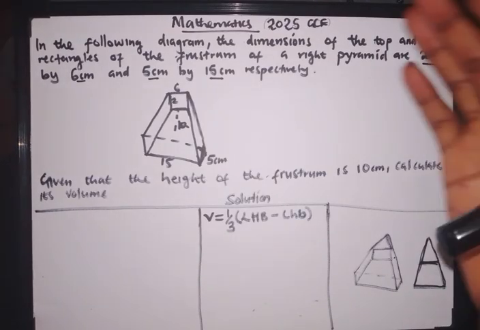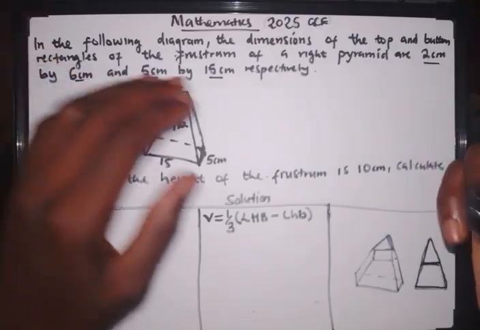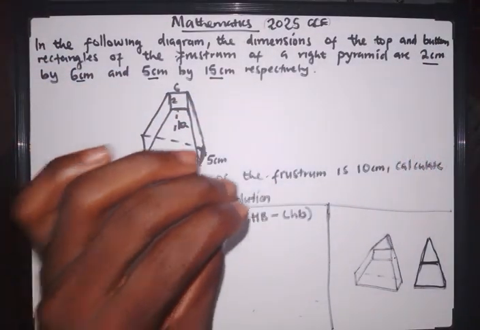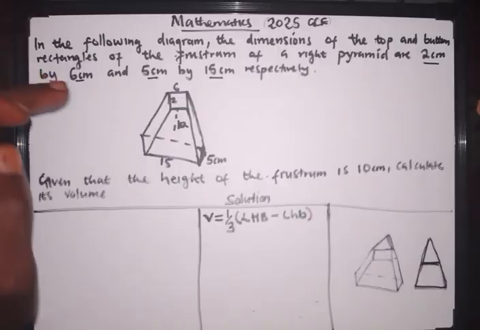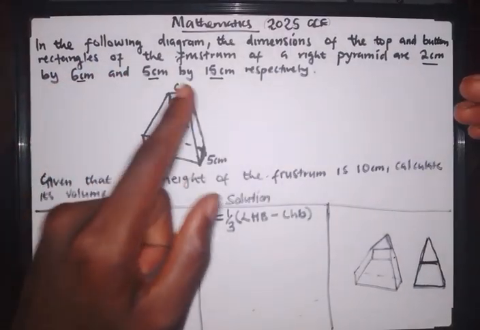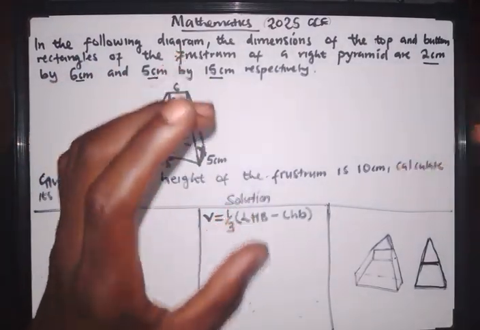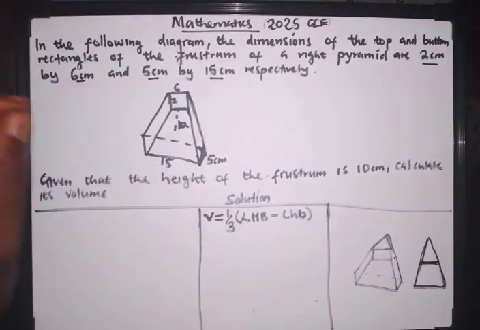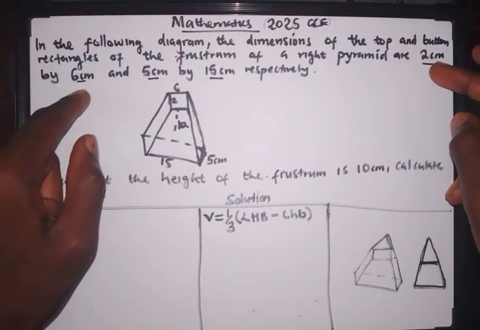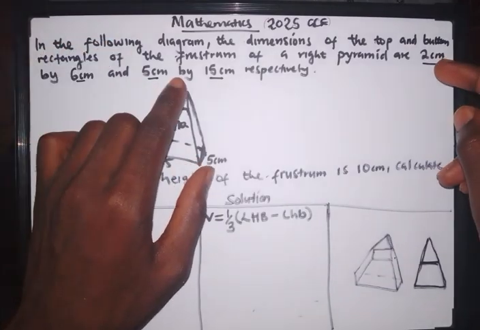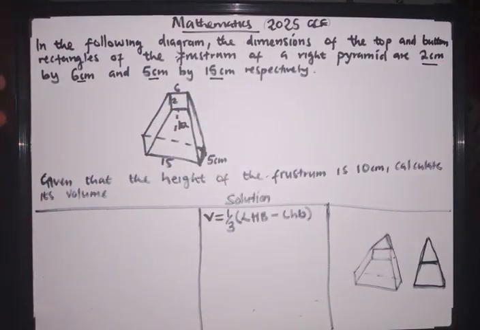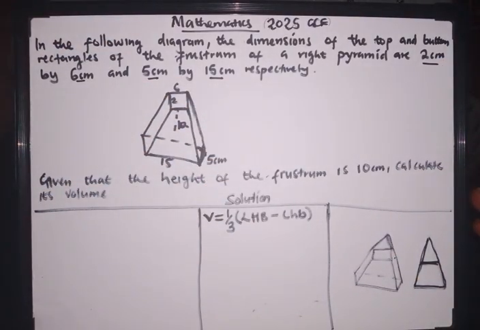So this question goes like this. In the following diagram, the dimensions of the top and bottom rectangles of the frustum of a right pyramid are 2 cm by 6 cm and 5 cm by 15 cm. Given that the height of the frustum is 10 cm, calculate its volume. So how can we calculate the volume of a frustum?